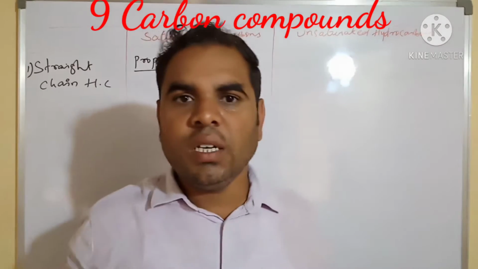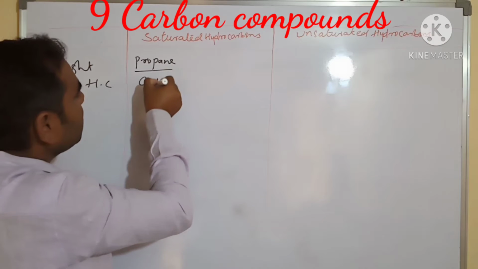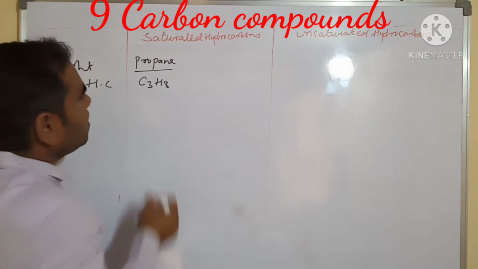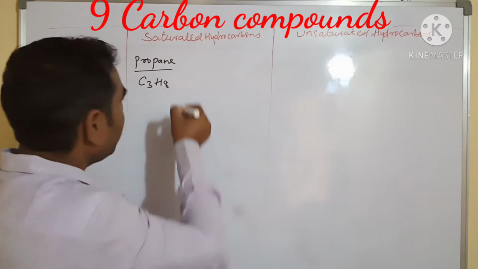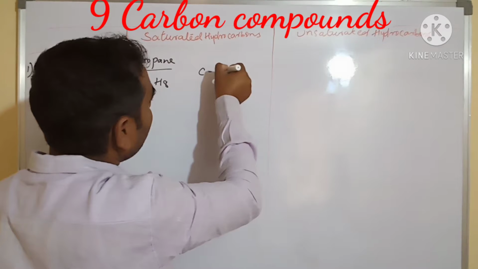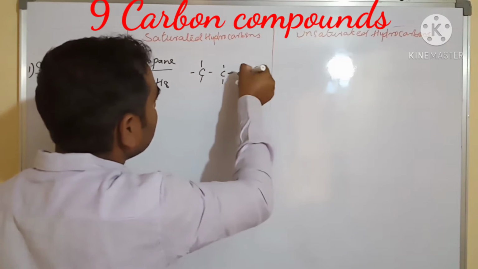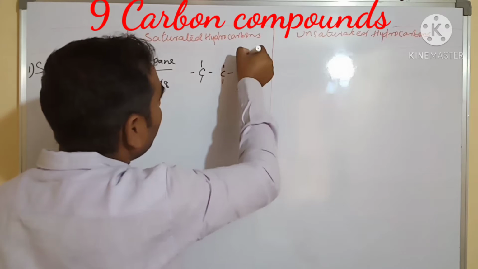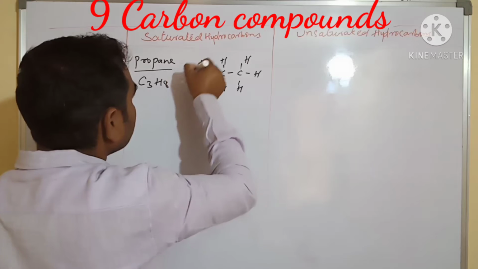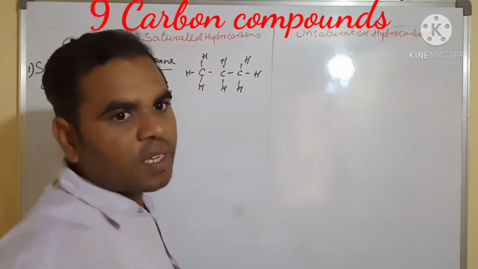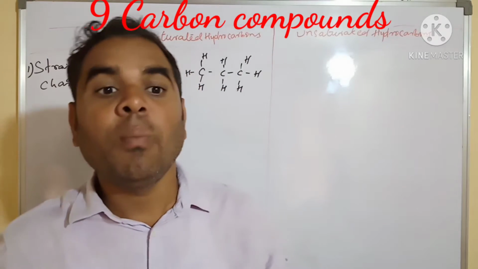What is the molecular formula of propane? It is C3H8. Yesterday you learned about propane. Next, we write the 3 carbons, 1, 2, 3, and each carbon has a valency of 4, so it has to bind to the 4 hydrogens. This is the saturated hydrocarbon, propane.